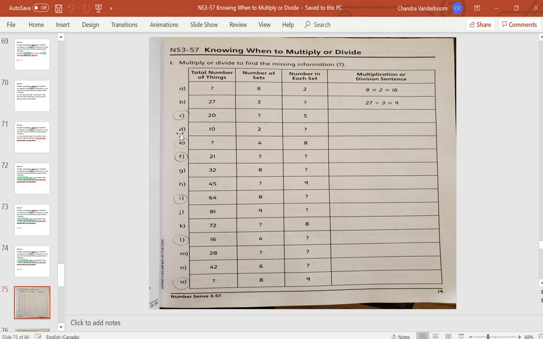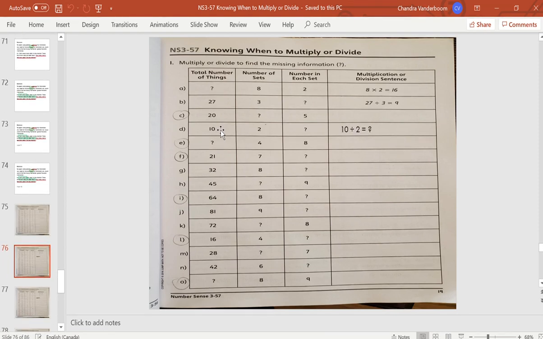So let's do some of the ones that aren't circled. We're going to start with D here. So we have our total number of things, number of sets, and the number in each set. For D, we have 10 altogether, 2 sets. How many in each set? Now, do we use multiplication or division? Question is, do we know our total number of things? Yes, we do. We have 10. We know our total number of things, and when we know our total, we always use division. So our question is going to be 10 altogether divided by 2 sets equals how many in each set? And you can do the skip counting, and your answer will be 5 in each set.